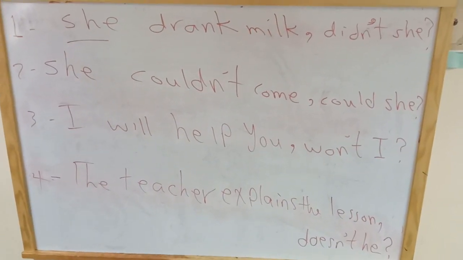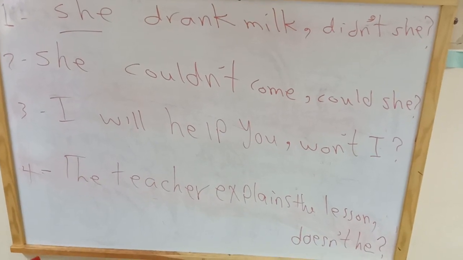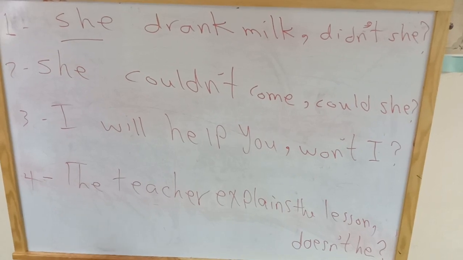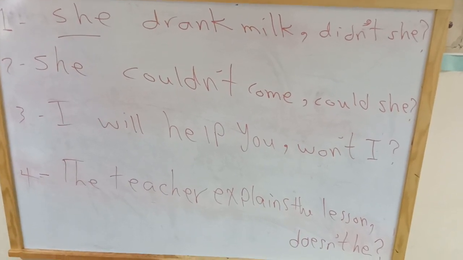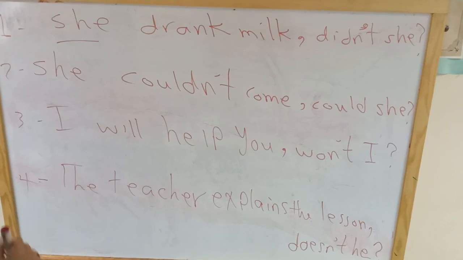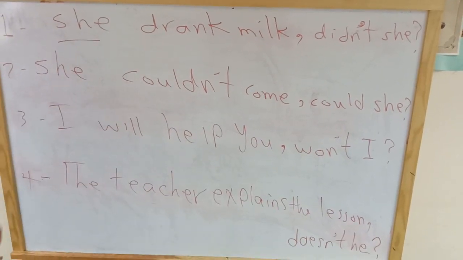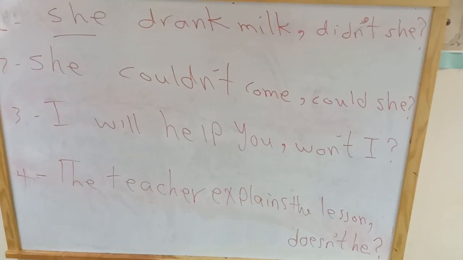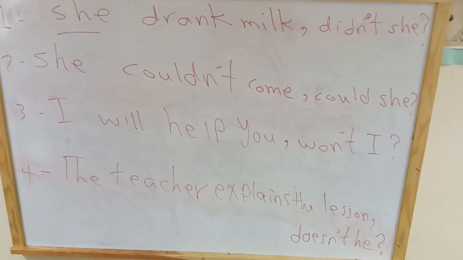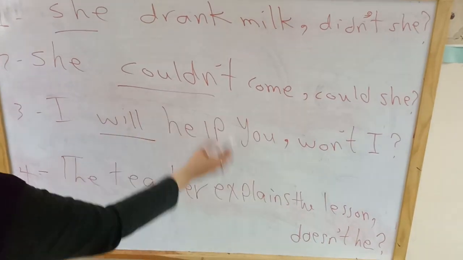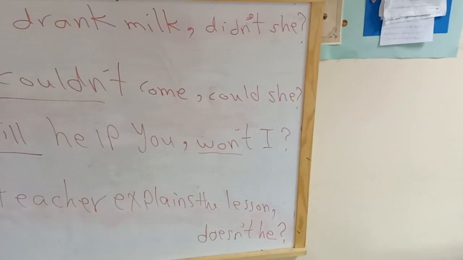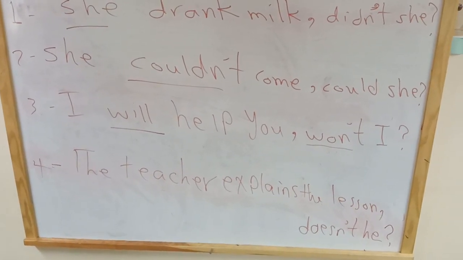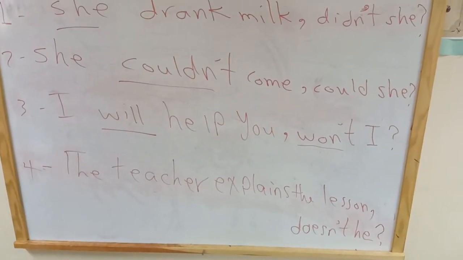Number two, she couldn't come. Can you see any auxiliary or modal verb here? Yes, Miss Amal, I can see couldn't. Is it negative or affirmative? Negative. So turn it into affirmative, like could, and then the subject pronoun, put it after could and a question mark. Could she? I will help you. Can you see any auxiliary or modal verb? Yes, I have will. Okay, turn it into negative and put it here after the comma, won't. And I have a subject pronoun already, that's I. Won't I? And a question mark.